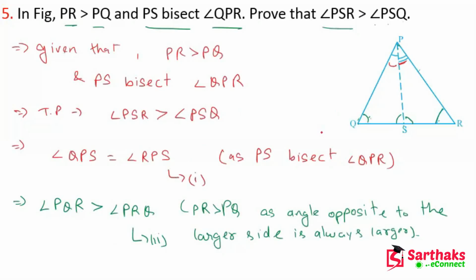And now we know that angle PSR, this angle, is equal to angle PQR plus angle QPS. This is the exterior angle of triangle PQS, so it is equal to the sum of the opposite interior angles, meaning this angle is equal to this angle plus this angle. So we can write angle PSR is equal to angle PQR plus angle QPS.